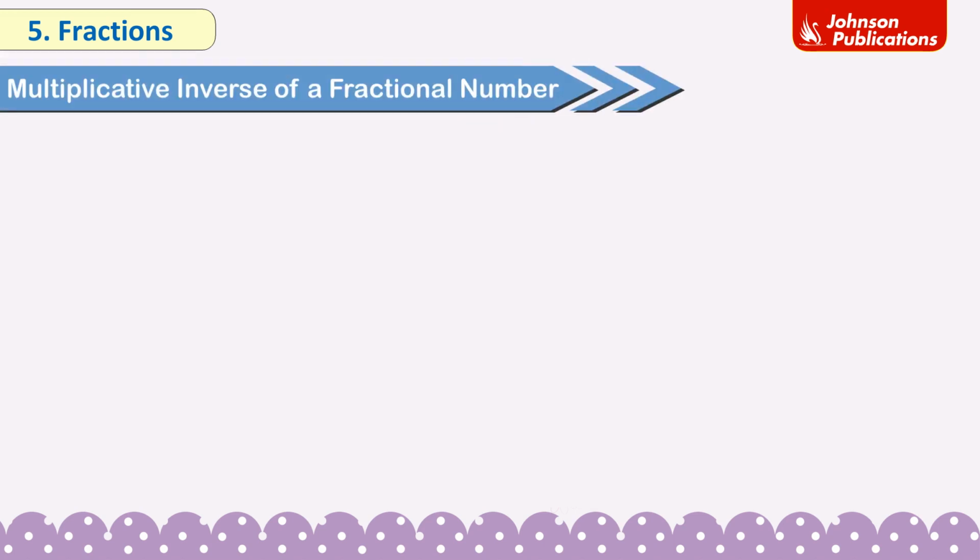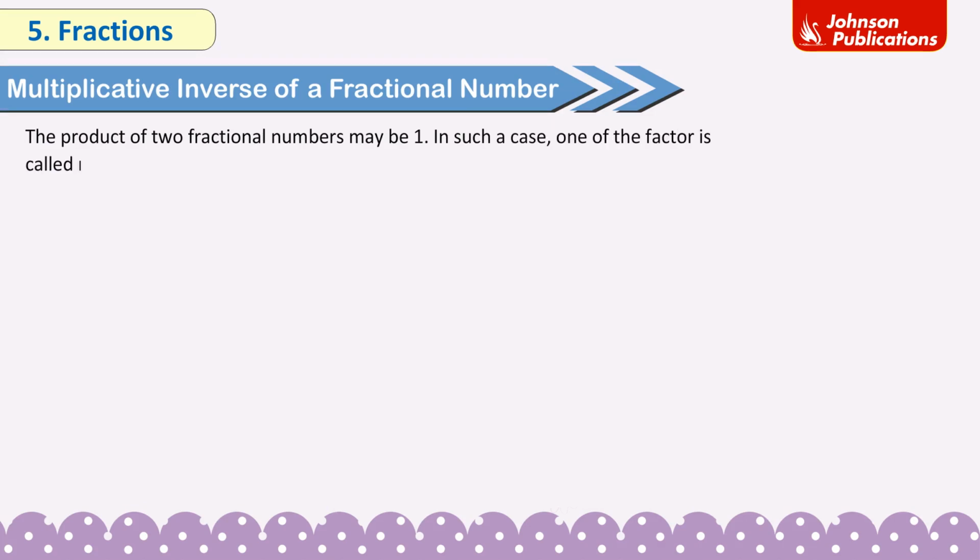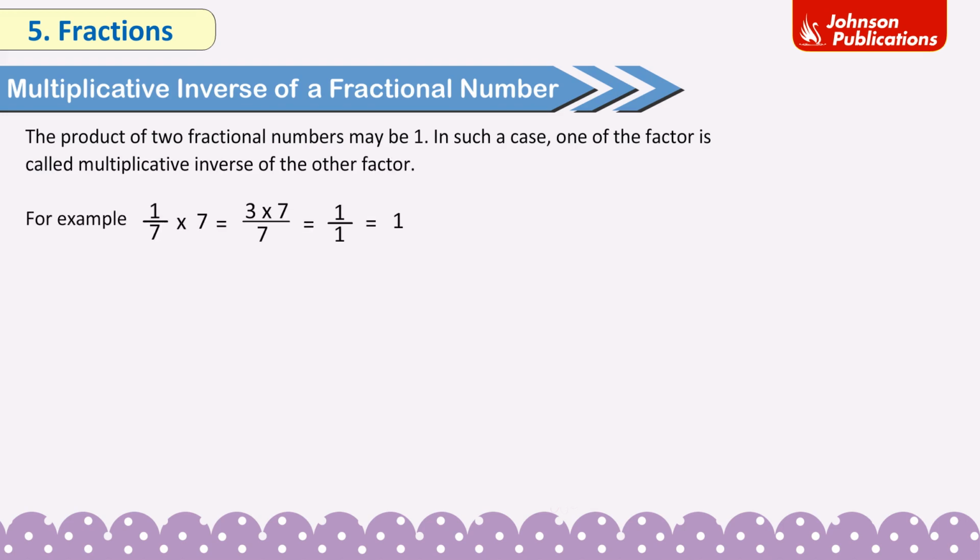Multiplicative inverse of a fractional number. The product of two fractional numbers may be 1. In such a case, one of the factors is called the multiplicative inverse of the other factor. For example, 1/7 multiplied by 7 is equal to 1 multiplied by 7 by 7, which is equal to 1/1, which is equal to 1. Therefore, 1/7 is the multiplicative inverse of 7.